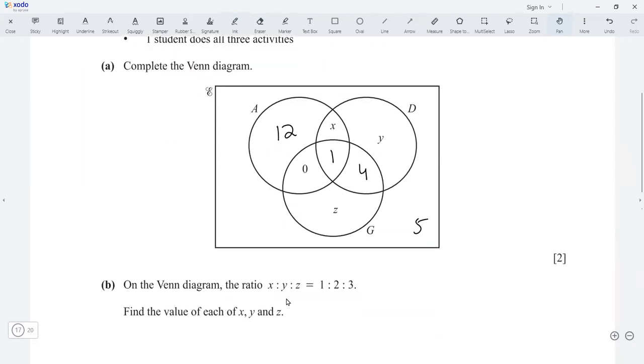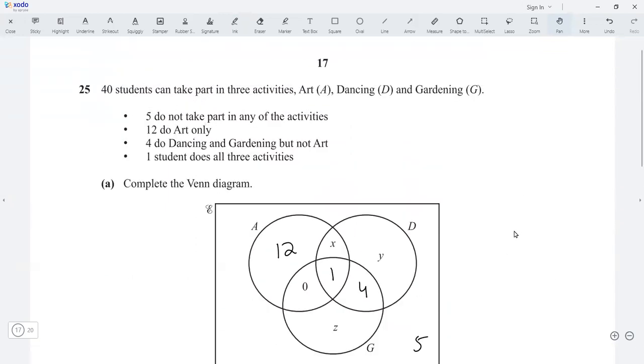They are saying that on the Venn diagram the ratios of x, y, and z are given. That's ratio 1, ratio 2, and ratio 3. What are the values of x, y, and z? We need to find them, so for finding them, we have to look at other information.